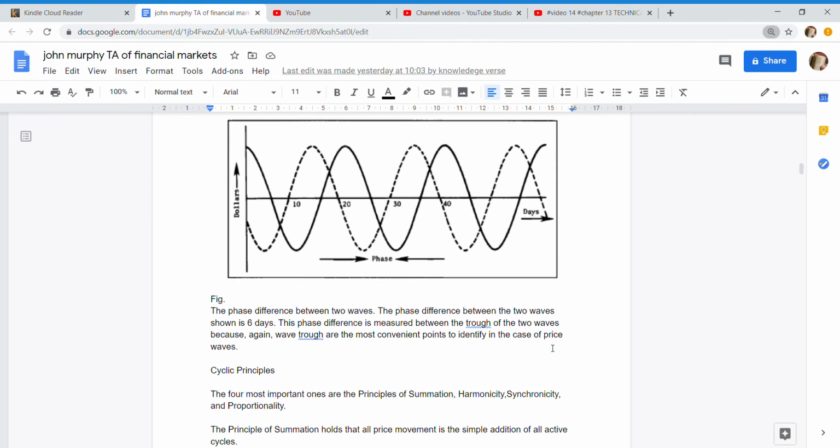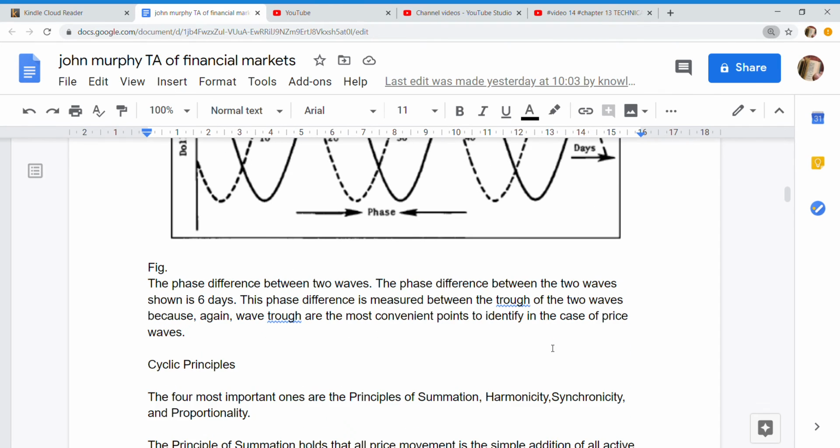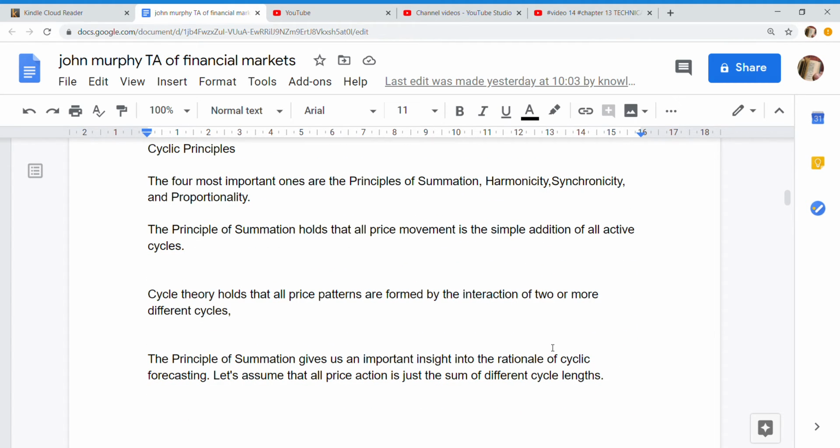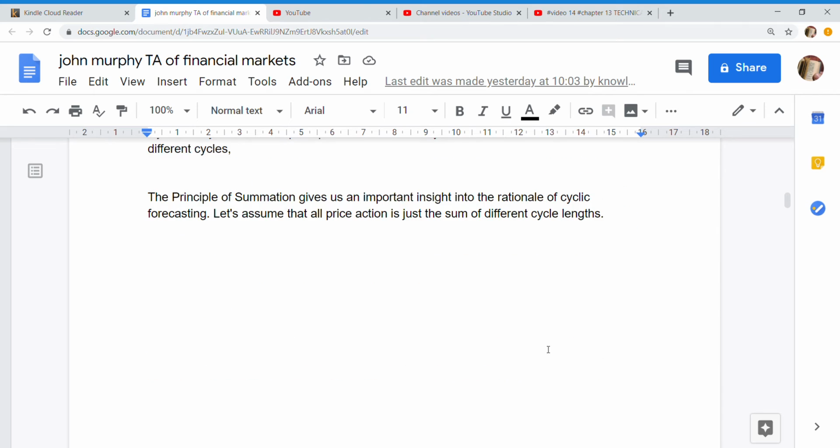Cyclic principles. The four most important ones are the principles of summation, harmonicity, synchronicity, and proportionality. The principle of summation holds that all price movement is the simple addition of all active cycles. Cycle theory holds that all price patterns are formed by the interaction of two or more different cycles. The principle of summation gives us an important insight into the rationale of cyclic forecasting. Let's assume that all price action is just the sum of different cycle lengths.